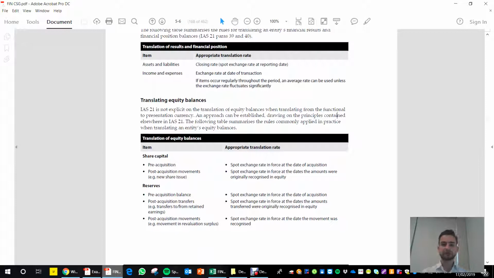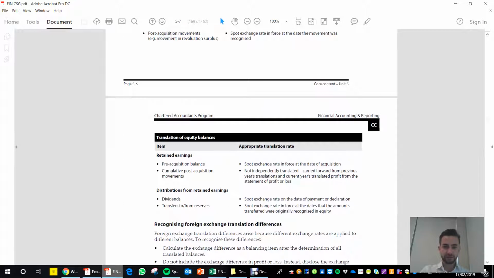So basically, the general rule for equity is you use the spot exchange rate when you acquired the entity, so when you acquired that equity, or when you issued new equity, for example, when you incorporated the business, when you created that new company. Any movement after that, for example, you've issued new shares since you've acquired it, or you've put in new transfers to and from reserves or to and from retained earnings, that would be at the date of that transaction when you transferred it in. So it's generally when you bought it or issued capital, and then anything after that, it's the date of that particular transaction. So it's quite simple. That's the summary of these amounts here.